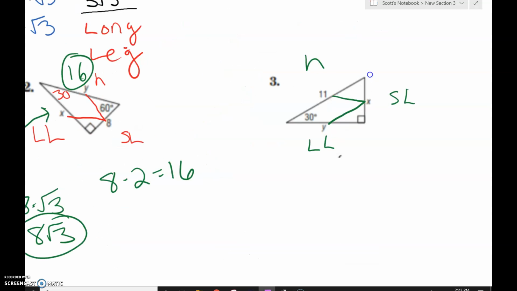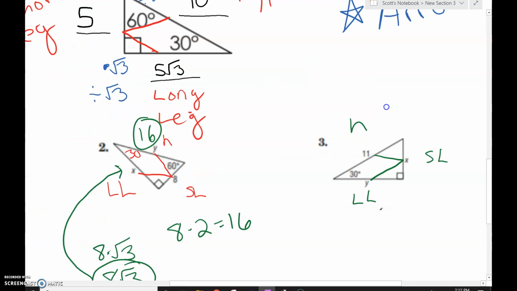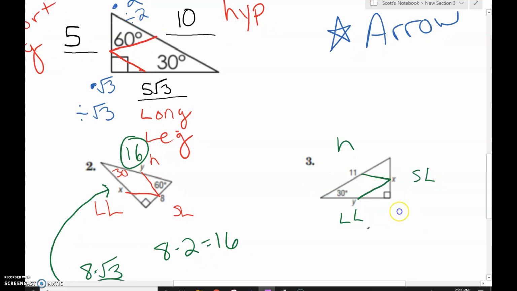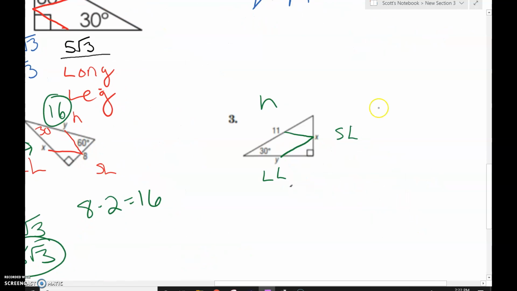Okay, so let's zoom in here. If I'm going from 10 to 5, I'm dividing by 2. So I'm going to have to do the same thing over here. If I take 11 and divide it by 2, we've seen fractions before. Improper fractions, I'm okay with this. Some of you might write 5.5. I will accept that, but I would like to see the fraction.